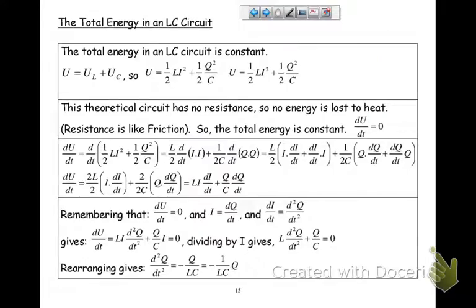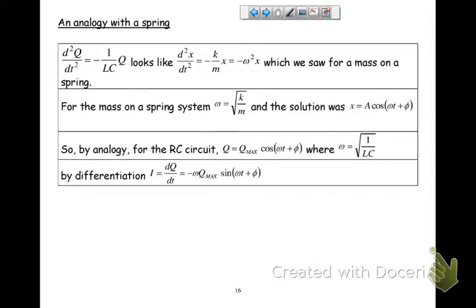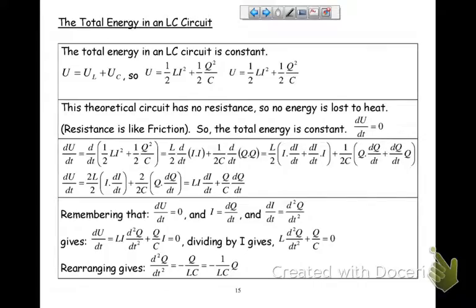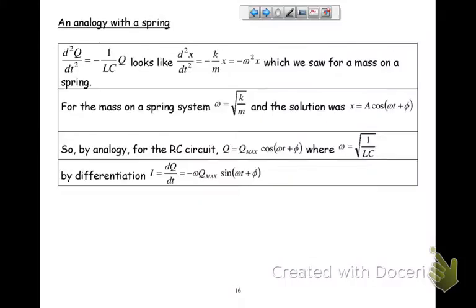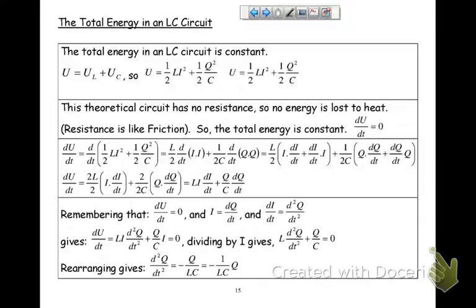Okay, so the total energy in an LC circuit, and I've got to tell you, we're just going to look through this, and I'm going to use an analogy at the end to get a value out. But it's there if you want it. How much time do I have? Oh, I've got 10 minutes to struggle through this.